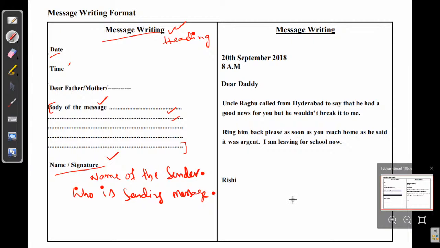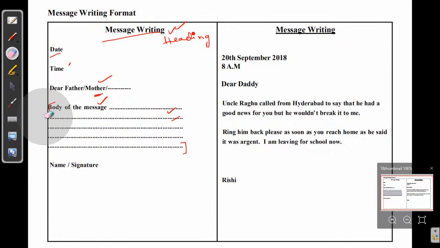Okay, my dear students, don't confuse between name of the receiver and name of the sender. Name of the receiver means dear father, dear mother, dear friend. These are the 5 parts we should learn and keep in our mind while writing a diary entry in the examination. I hope you have understood the steps required to complete the diary entry. Come back to this model.